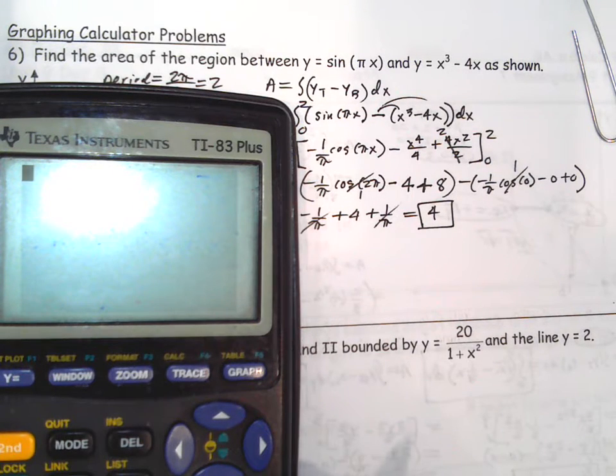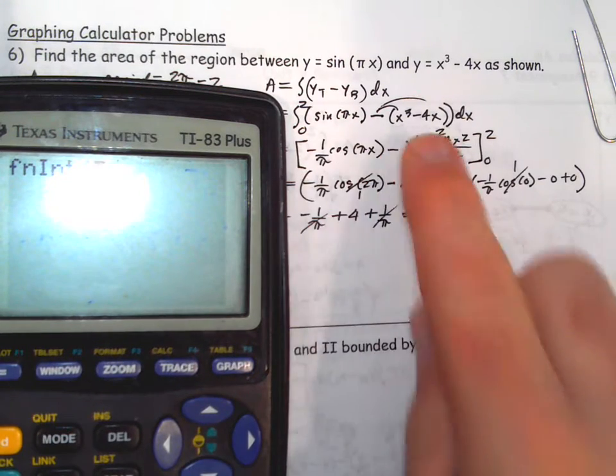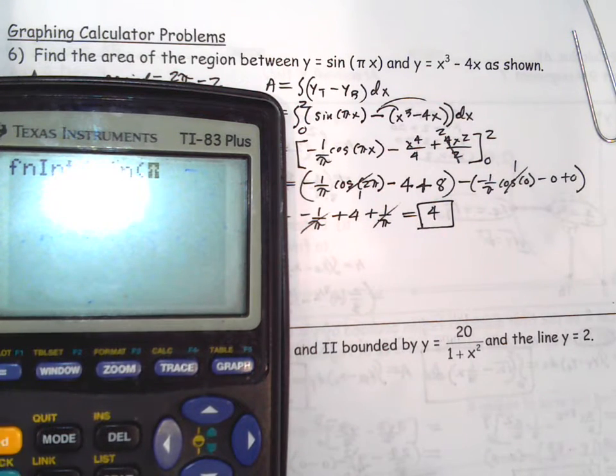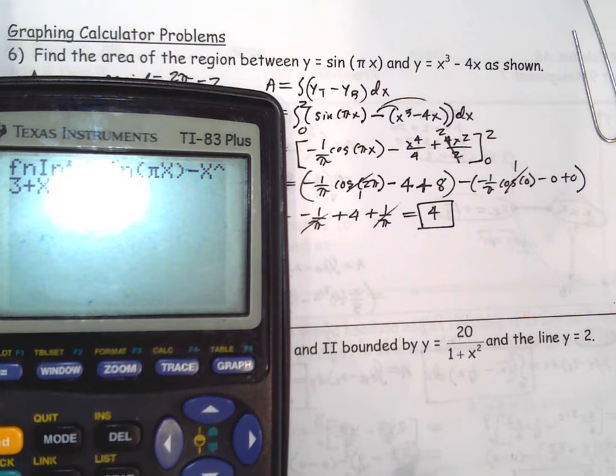But on my calculator, I would do math 9. I can do this all right here. Sine of pi x minus x to the 3rd plus x to the 4th, comma x, comma 0, comma 2.